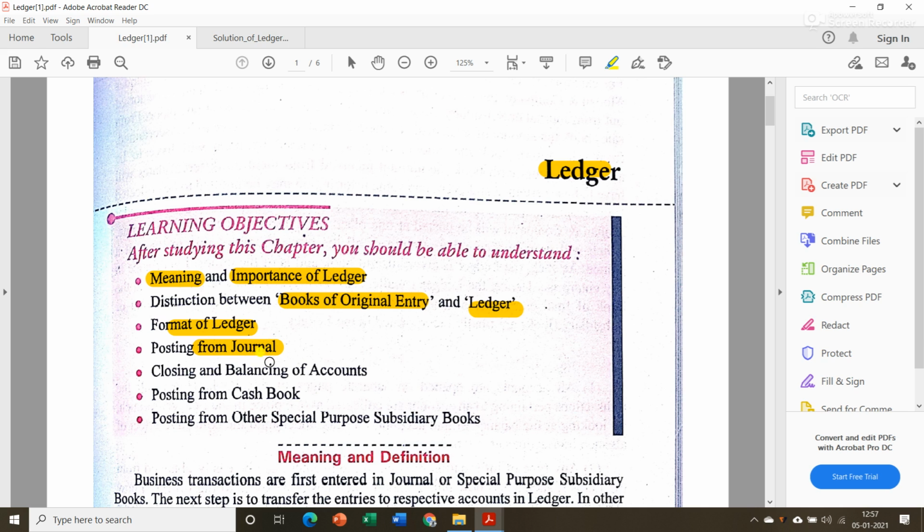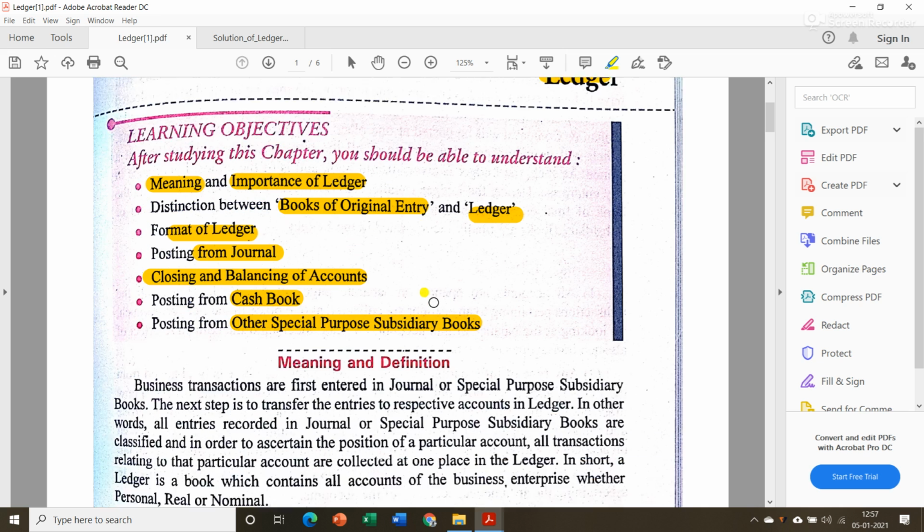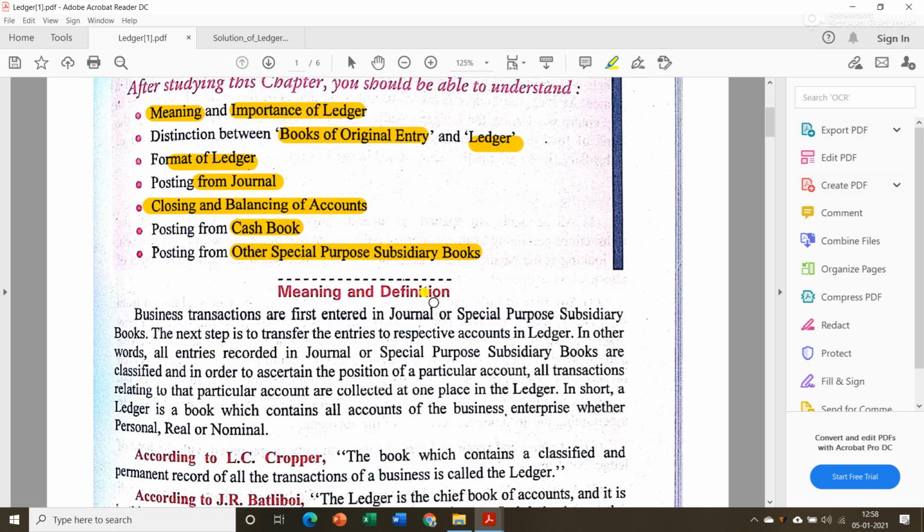then how can we prepare ledger from journal, then what are the closing and balancing of accounts, then from cash book how can we prepare ledger, and at last we will see how from other special purpose subsidiary books we can prepare ledger. But for this session we will see meaning of ledger, then format of ledger, posting from journal, okay, and the remaining distinction between theory part you have to read by yourself. Now let us see what is meant by ledger.